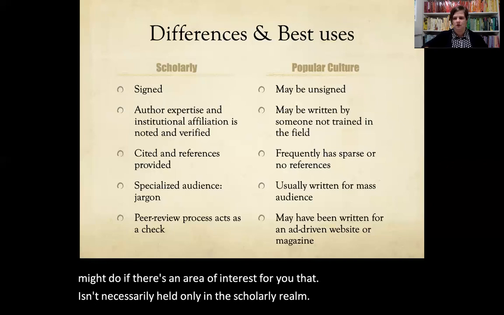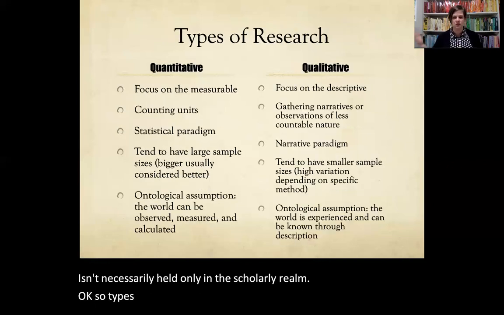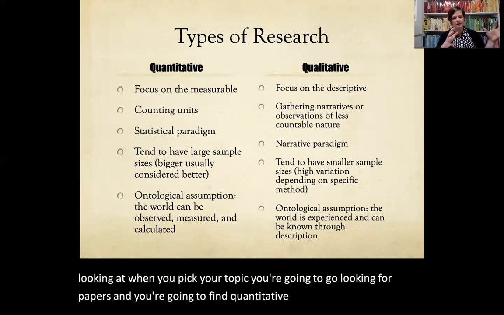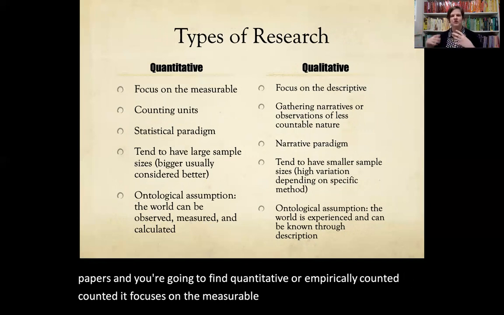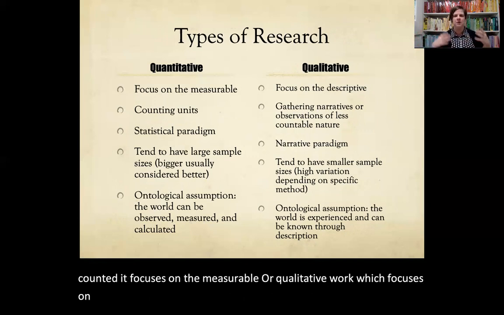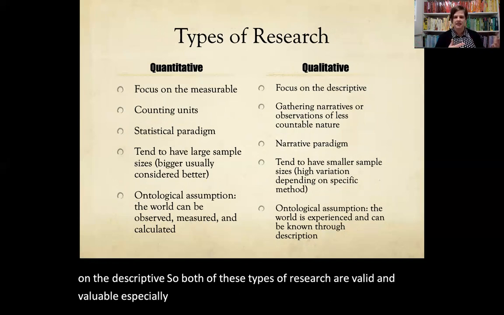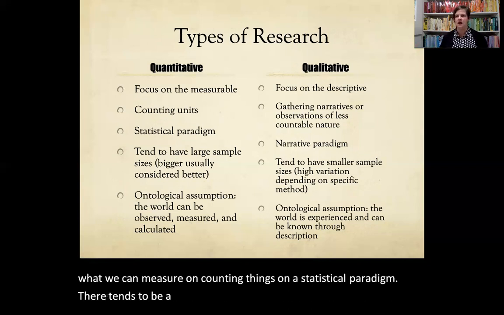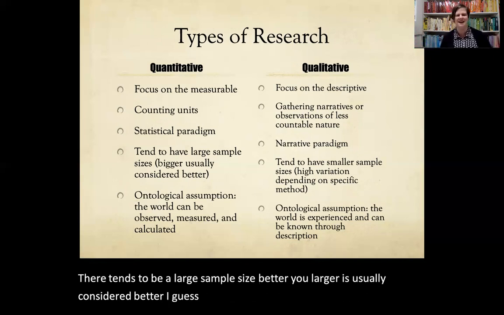Okay, so types of research. There are two types of research you're going to be looking at when you pick your topic. You're going to go looking for papers, and you're going to find quantitative, or empirically counted, work, which focuses on the measurable, or qualitative work, which focuses on the descriptive. Both of these types of research are valid and valuable, especially for psychology. Quantitative work focuses on what we can measure, on counting things, on a statistical paradigm. There tends to be a large sample size. Larger is usually considered better.